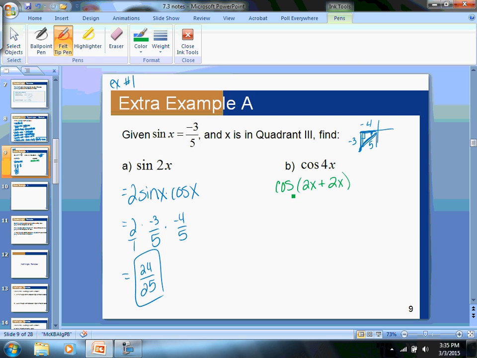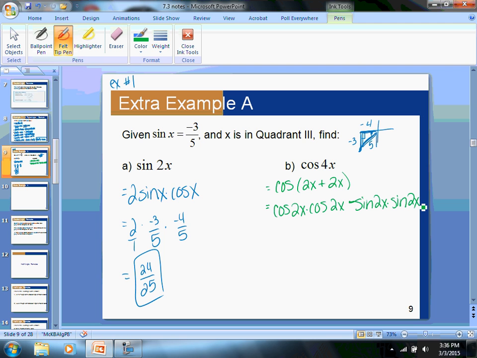Okay, now again, this is an addition formula here. Don't just distribute the cosines. I have to use my addition formula. So I'll have cosine of 2x times cosine 2x minus sine 2x times sine 2x. So I'm using that addition formula. I'm not doing any distribution there.